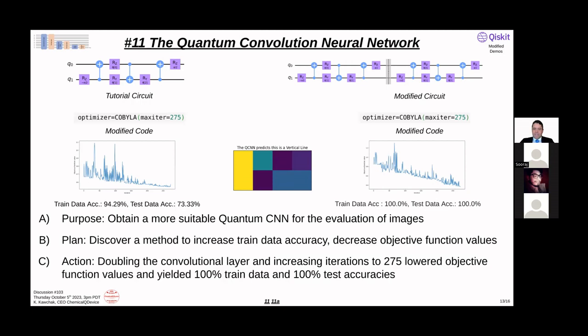So this has a lot of quantum in it, right? The convolutional layer and pooling layers are all quantum circuits. So it's very interesting because, even though the data set's small, if you want to do image classification, this would be a good place to start, especially as we get more and more access to qubits.